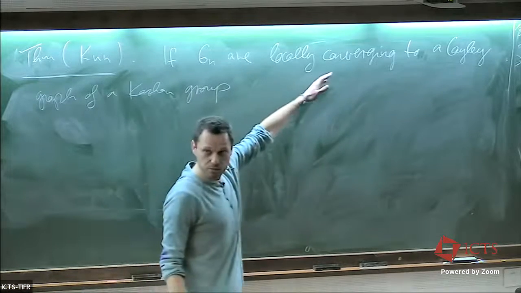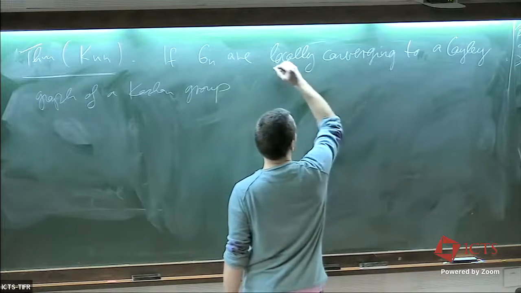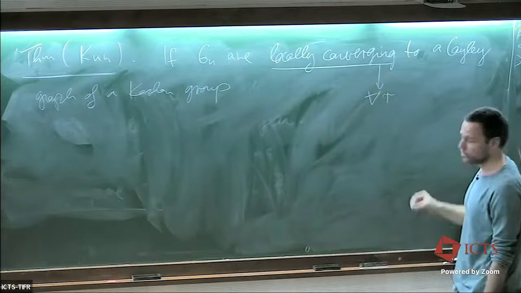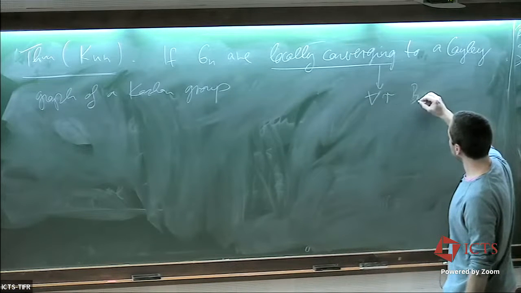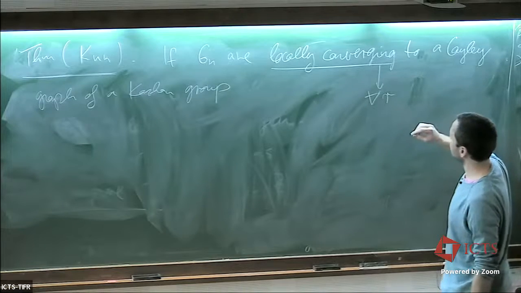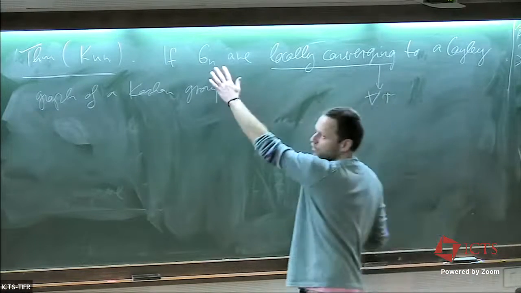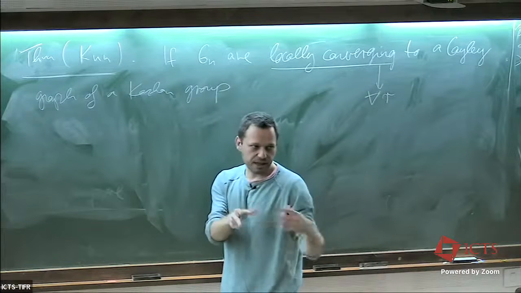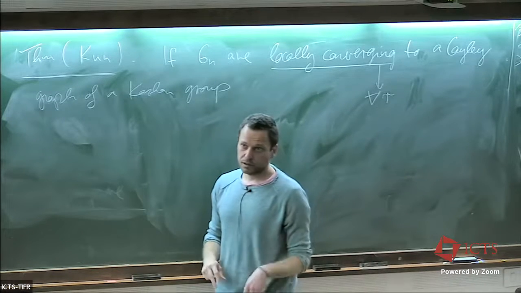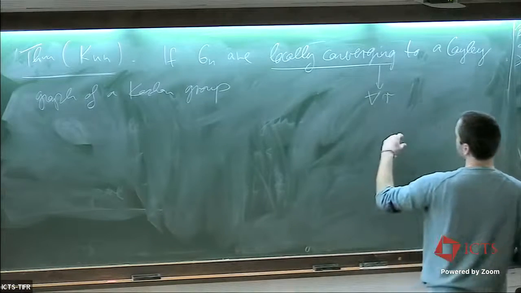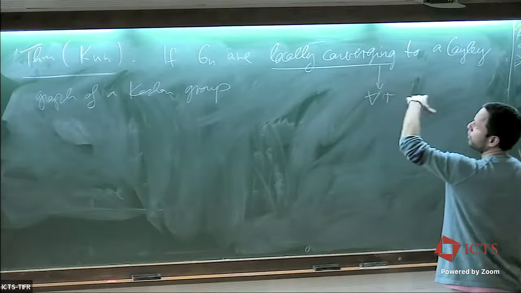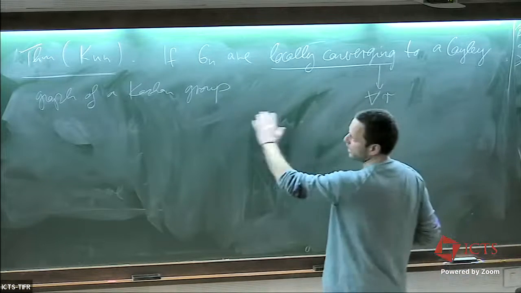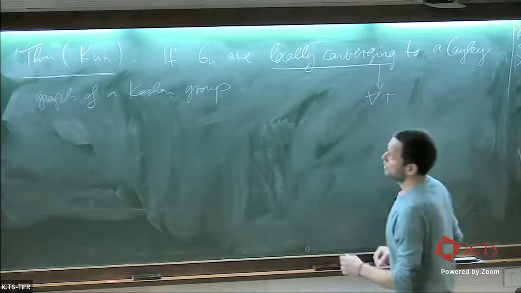locally converging means that for every radius r, the ball. Okay, these graphs don't have to be transitive, so the balls of radius r could look different at different places. However, I want that from most of the vertices, they look like the ball of radius r in the Kazhdan group.